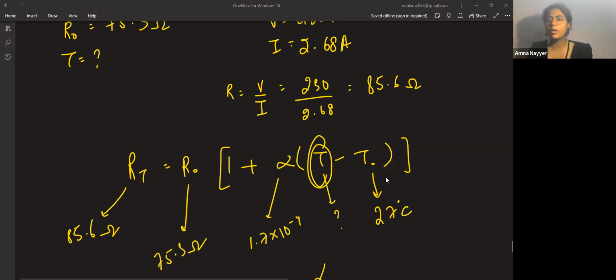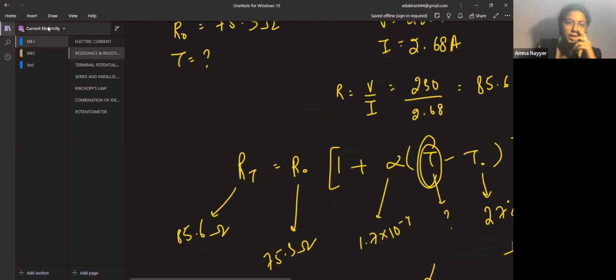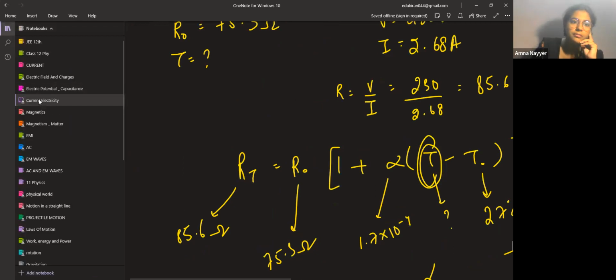Yes, the answer of this, anybody who has calculated? 844.6. Yes, correct. 840.6 degrees Celsius. Around 845. That's correct. So the value of T will come this way.